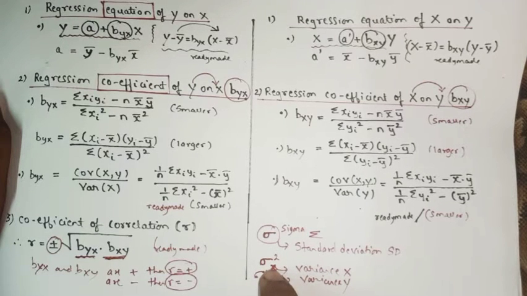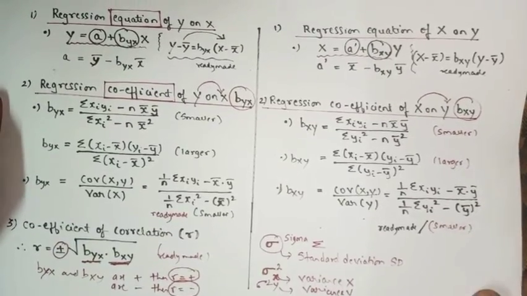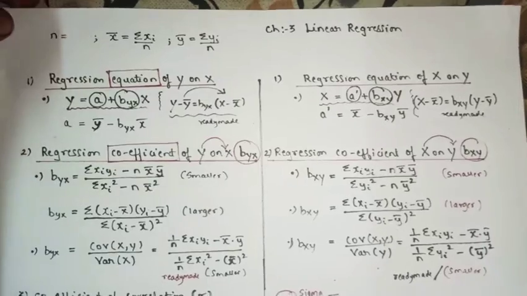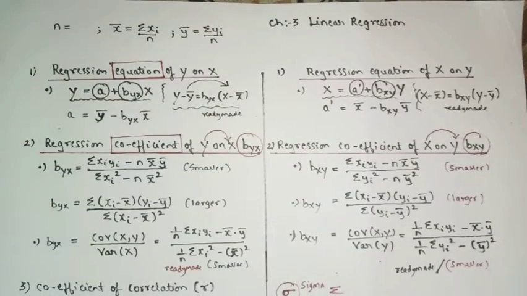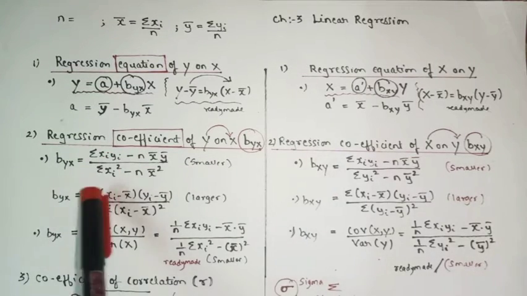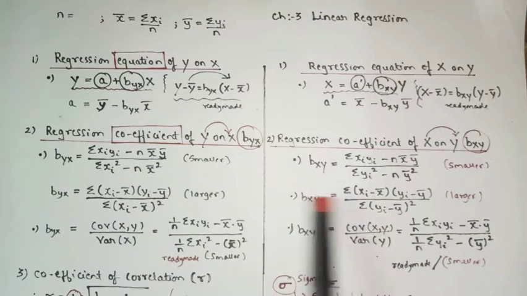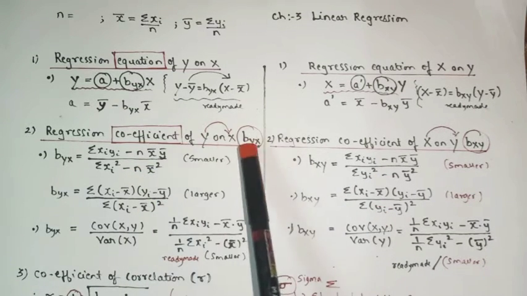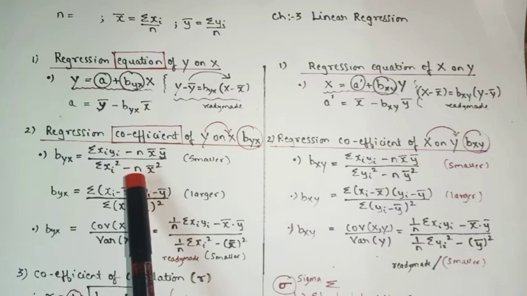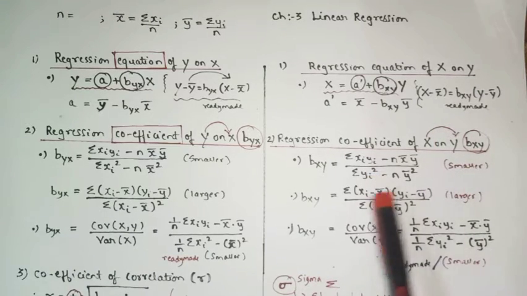When you write x on the base, it is variance of x. When you write y on the base, it becomes variance of y. Okay, so remember these small things. So this was a concept based on the regression equation y on x, and this side was x on y. Remember the numerator part is the same for both cases. The change is the denominator part. You can remember like this: y on x, pressure is on x, so x will come in the denominator. x on y, pressure is on y, so y will come in the denominator.